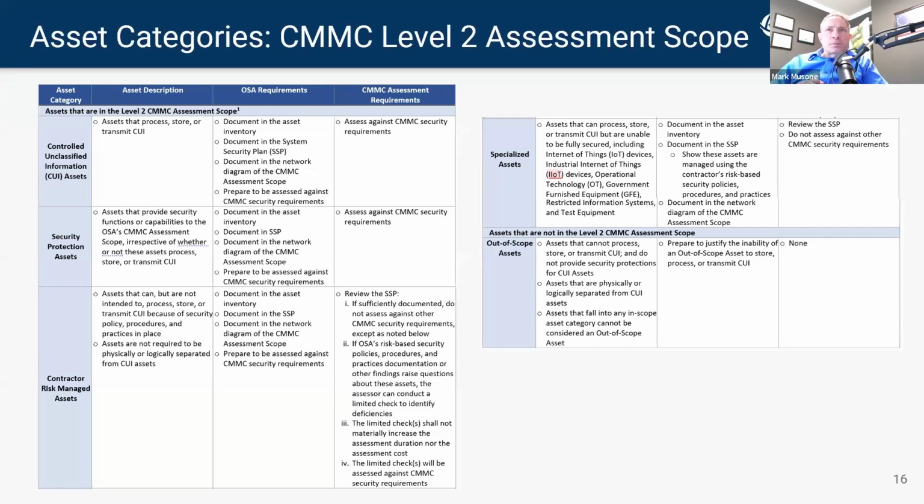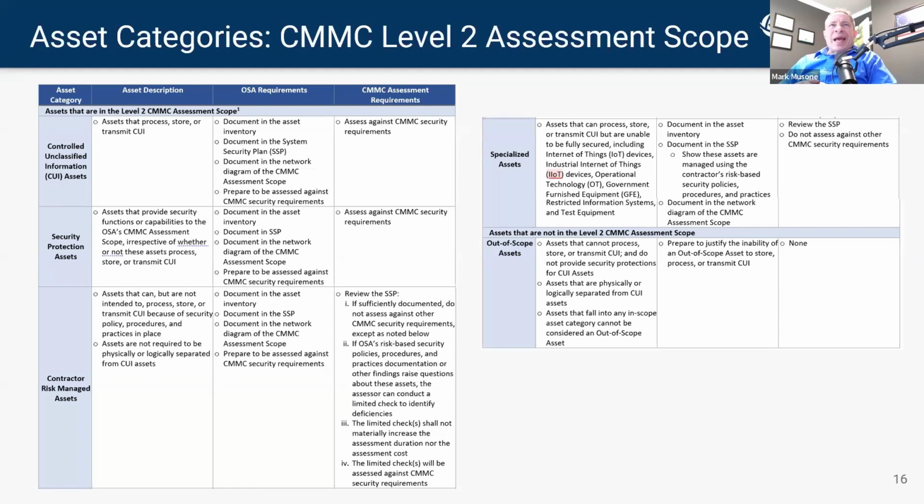So I'm going to go through these different items in the table. You can see here, the first column is the asset category. Those are the asset types, what we're going to label them as. Then there is the asset description, and the OSA requirements. So, if you're a contractor, what are you expected to do regarding that asset when it comes to CMMC? And then the last column is the assessment requirements. What are the requirements that the assessor is going to go in there with?